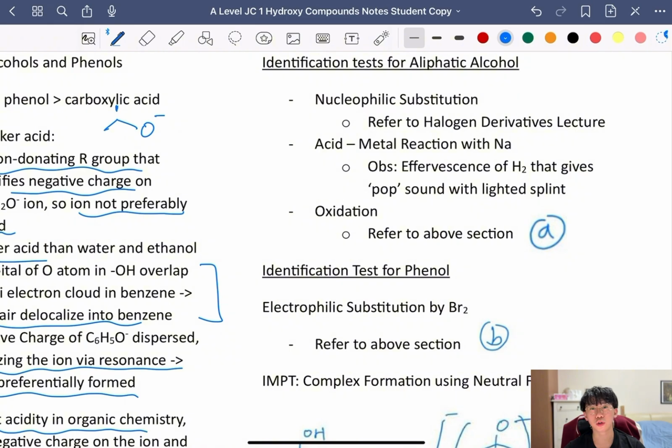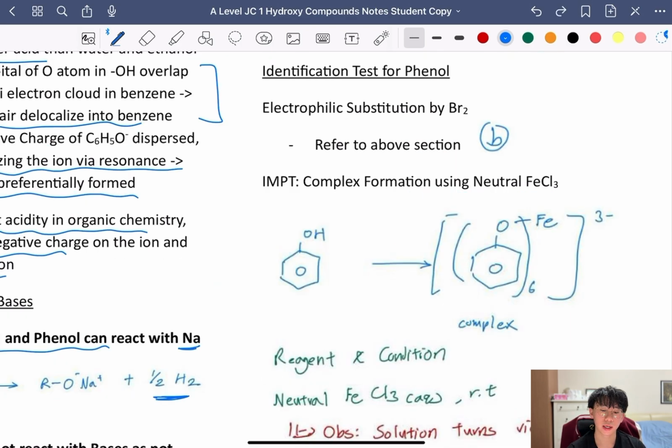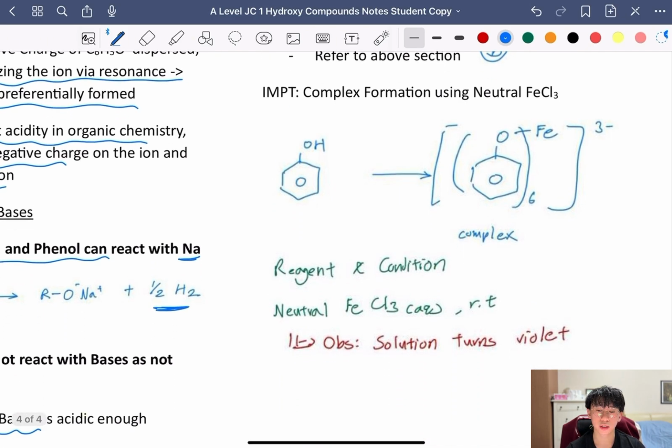Lastly, you will have to know the distinguishing test for your alcohols and your phenols. For your aliphatic alcohols, it can undergo nucleophilic substitution, so again refer to the halogen derivatives lecture for this one. And it can also undergo acid-metal reaction with sodium, as I've covered just now. So you'll get your effervescence of H2 that gives a pop sound with a lighted splint. And it can also undergo oxidation, so refer to section A in the earlier parts of this video. For your phenols, it can undergo electrophilic substitution by Br2, so refer to section B, which I covered earlier just now as well. And it can also undergo this complex formation with neutral FeCl3.